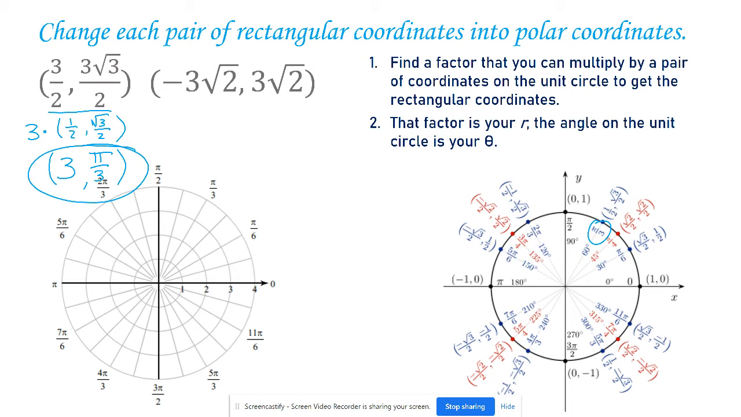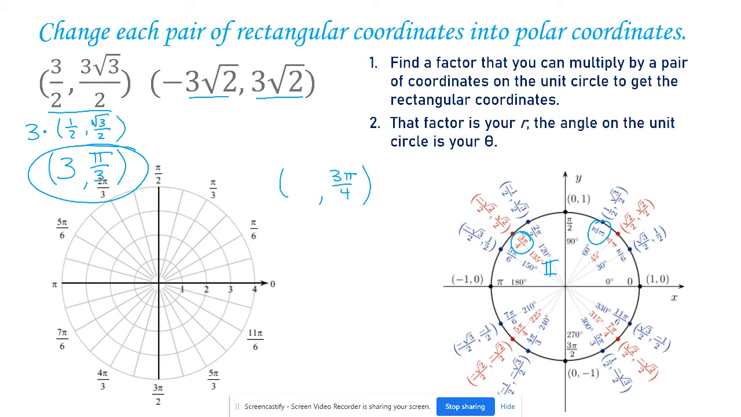So let's look at another one. We have -3 square root of 2, positive 3 square root of 2. So the x is negative, the y is positive. So we know we're in the second quadrant because that's where x is negative and y is positive. We also see that these two numbers are the same except for the sign. They're both 3 square root of 2. So the only place where the x and y have the same absolute value in the second quadrant is 3 pi over 4. So we know our theta is going to have to be 3 pi over 4.